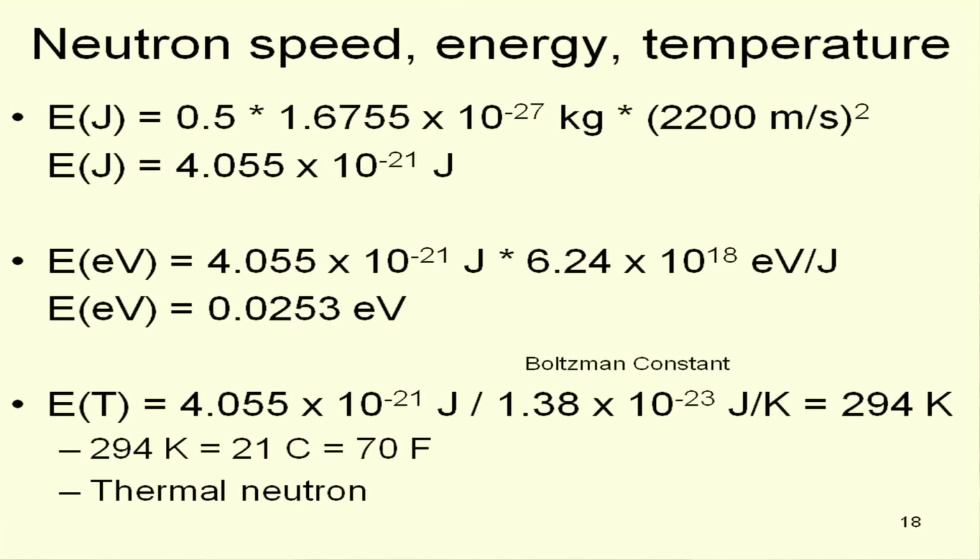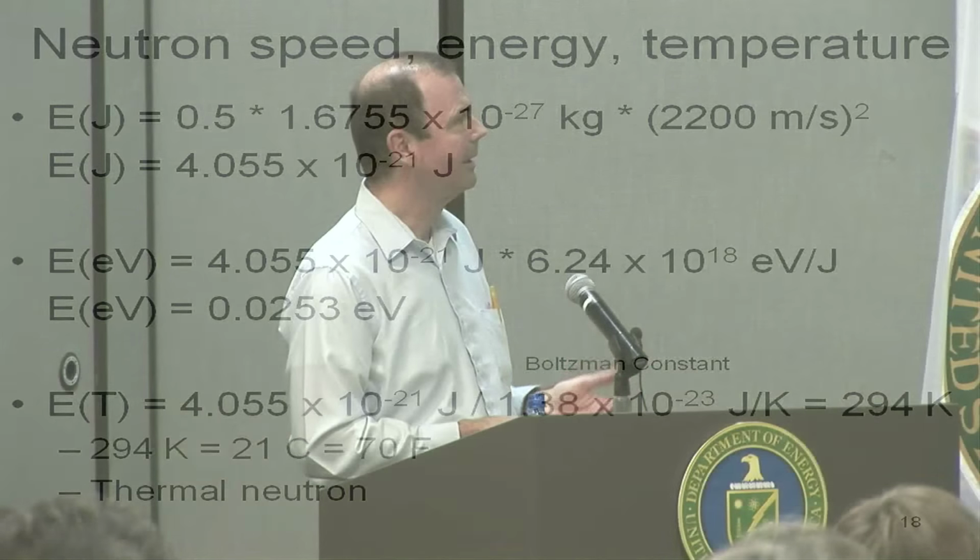I want to talk about neutrons and neutron speed and energy and temperature. People who deal with reactors use these sometimes interchangeably. But in the first bullet up here, I've assumed we have a neutron going at 2,200 meters per second. And I picked that with malice aforethought. With just a simple conversion, you end up with the energy of the neutron in terms of joules. Now you can take that and do another conversion, and you get it in terms of electron volts.